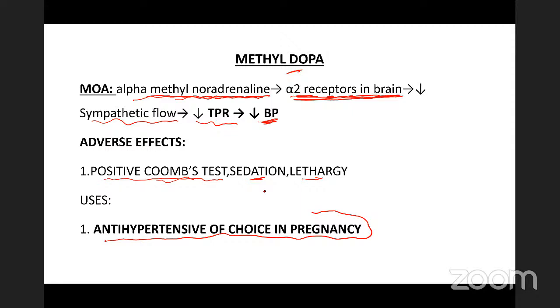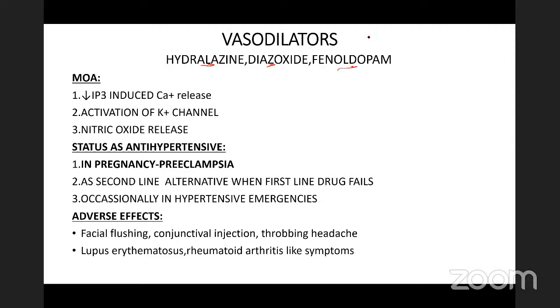Vasodilators. So the drugs like hydralazine, diazoxide, and fenoldopam. These are preferential arterial dilators. Okay, there is no effect on the vein. What is the mechanism of antihypertensive action? So it decreases the IP3-induced calcium release in the vascular smooth muscle.